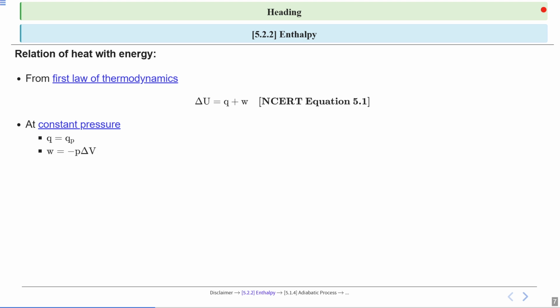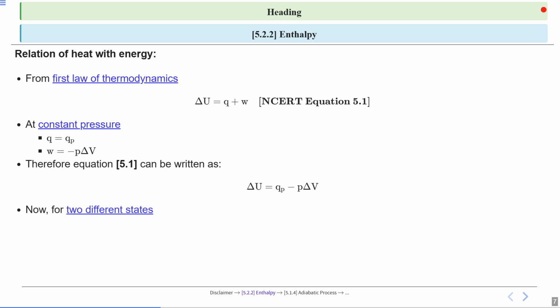Similarly, what is work? What is the formula for work? We have already seen it. It is minus P delta V. So equation 5.1 can be written as delta U is equal to QP minus P delta V. We are just substituting the values that we have seen at constant pressure.